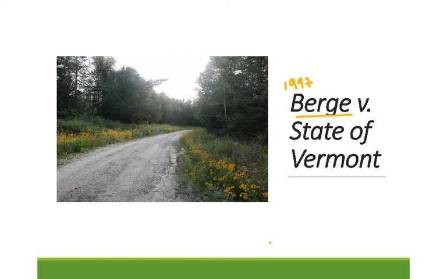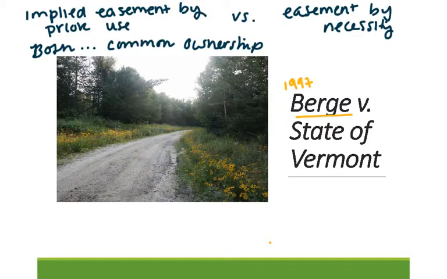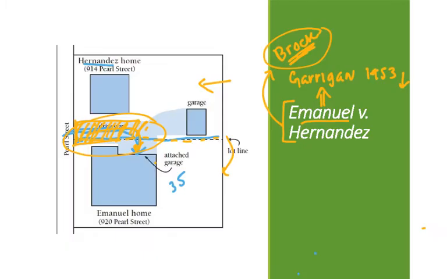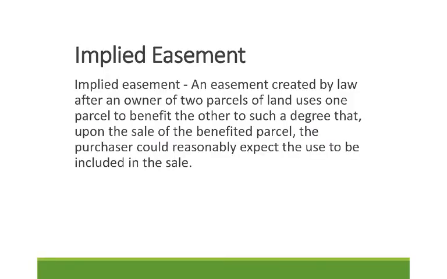Now I want to talk a bit about the difference between the implied easement by prior existing use and an easement by necessity. Now, both an implied easement by prior use and an easement by necessity require common ownership, right? So in both of the two cases we just looked at, there was one owner that subdivided the property. But there is a difference.